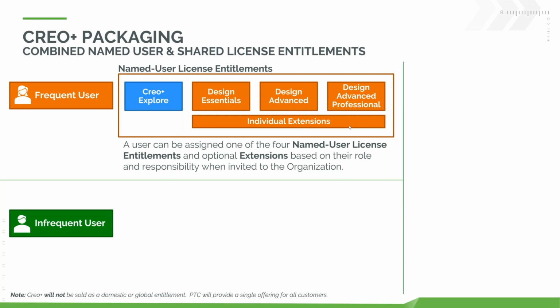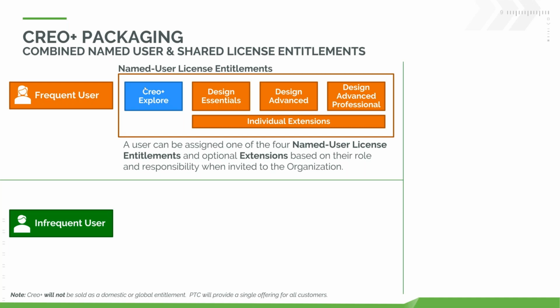Now, if Jose joins, well, maybe I could assign him a Design Essentials. He's a new engineer. But the point is, these named user extensions are assigned to that individual, and they will have that license until I, as an admin, remove that from them. But they know today, tomorrow, in the future, they'll have it.